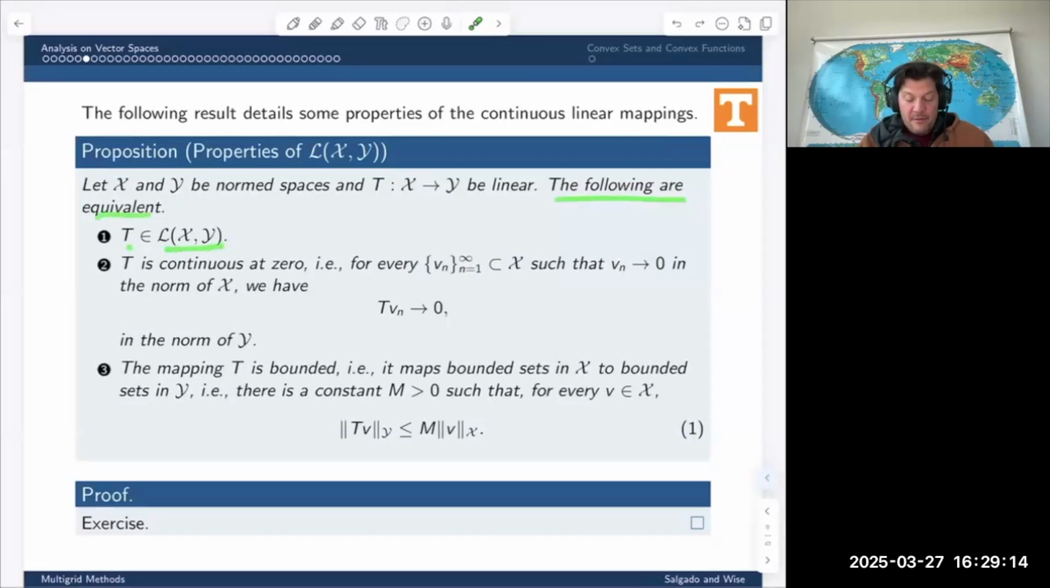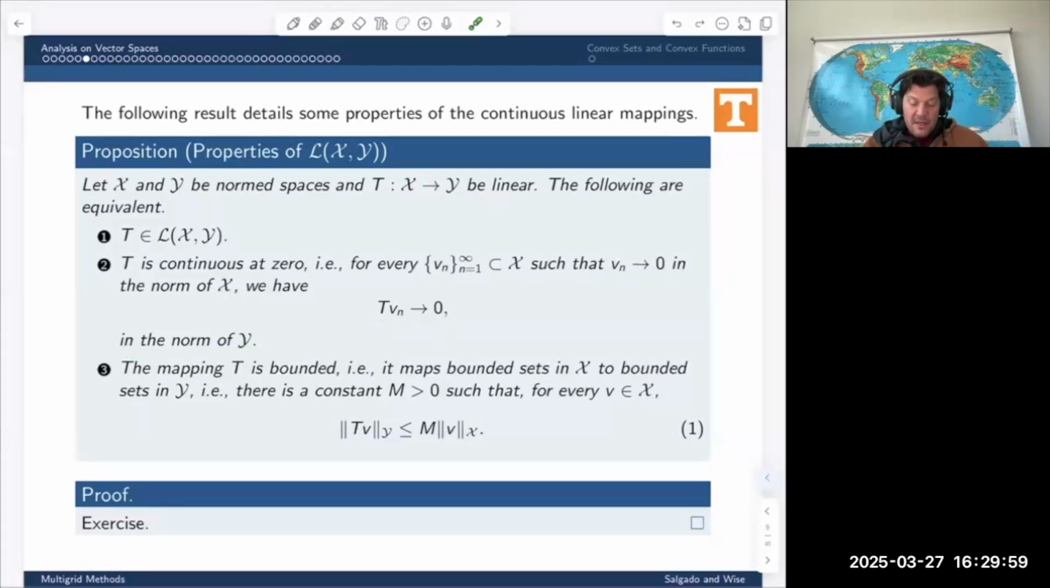T is a bounded linear mapping from X to Y. T is continuous at 0. That is, for every sequence vn in X that converges to 0, and converging means in the norm, such that vn converges to 0 in the norm of X, then Tvn has to converge to 0. So it's continuous at 0. And this convergence has to be in the norm topology of Y.